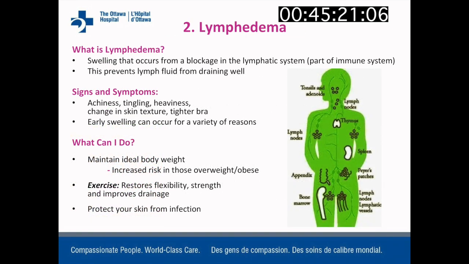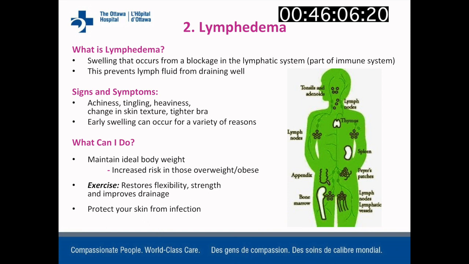A second common survivorship concern for women who have been treated for breast cancer is lymphedema. What exactly is lymphedema? Well, when you break down the word and you look at the word lymph, lymph is a colorless fluid that contains white blood cells, and it's a fluid that circulates through the lymphatic system, and it bathes the tissues and drains through the lymphatic system into the bloodstream. And edema is a healthcare word that means a swelling. And so lymphedema together is a swelling or a blockage that occurs in the lymphatic system, which prevents the lymph fluid from draining well.